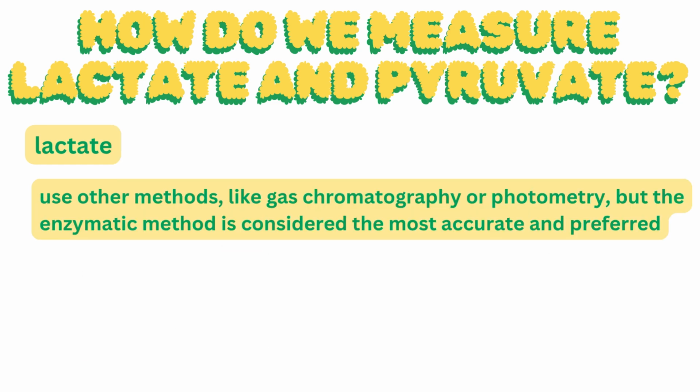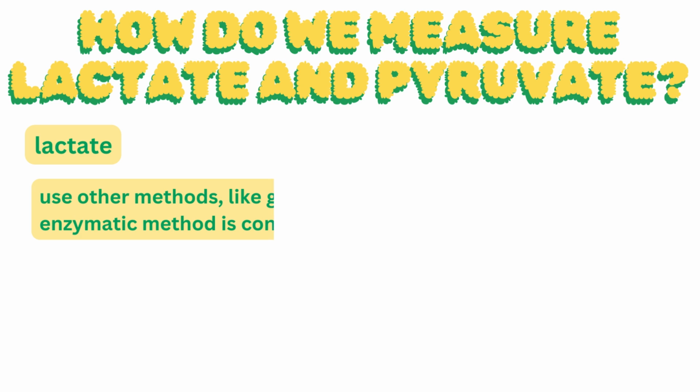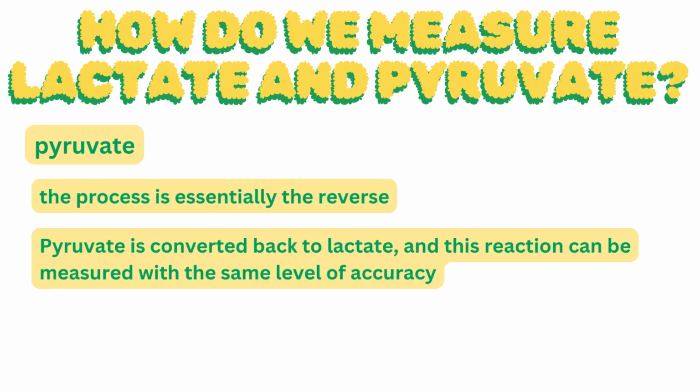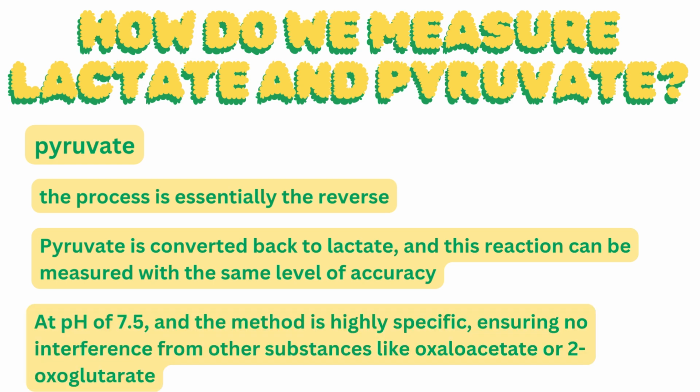Some labs also use other methods, like gas chromatography or photometry, but the enzymatic method is considered the most accurate and preferred. For pyruvate measurements, the process is essentially the reverse. Pyruvate is converted back to lactate, and this reaction can be measured with the same level of accuracy. It's done at a pH of 7.5, and the method is highly specific, ensuring no interference from other substances like oxaloacetate or 2-oxoglutarate.